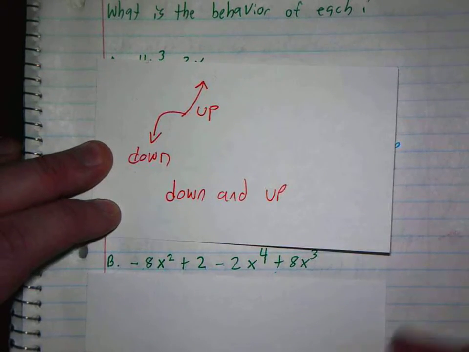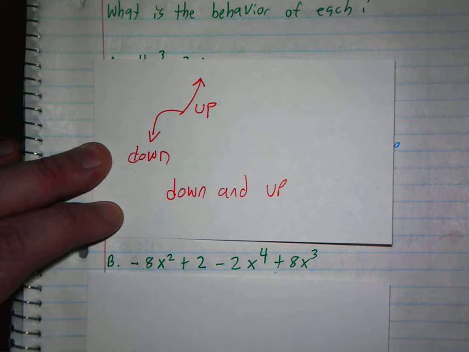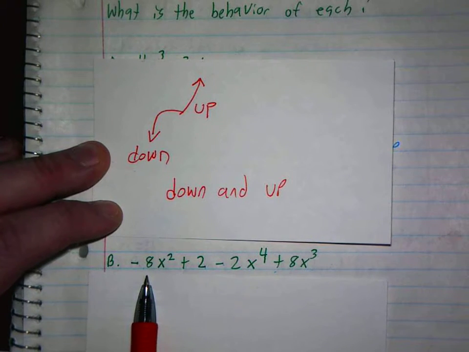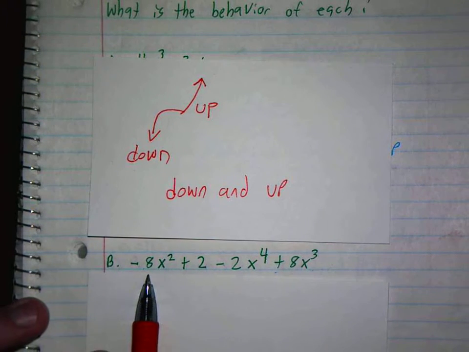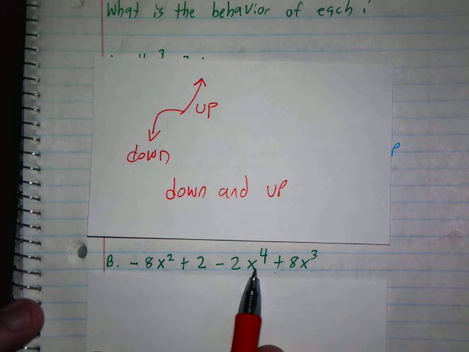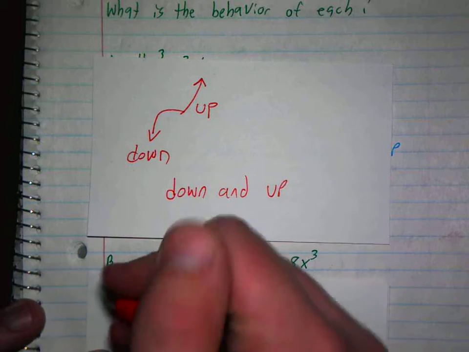It's like this problem. A lot of kids will do this on the quiz Friday. They'll go, oh, the leader is -8. Yes, it is a leader, but it's out of order, right? This is not in standard form. So you would need to put this in standard form first. In standard form, I would put -2x to the 4th first, right?